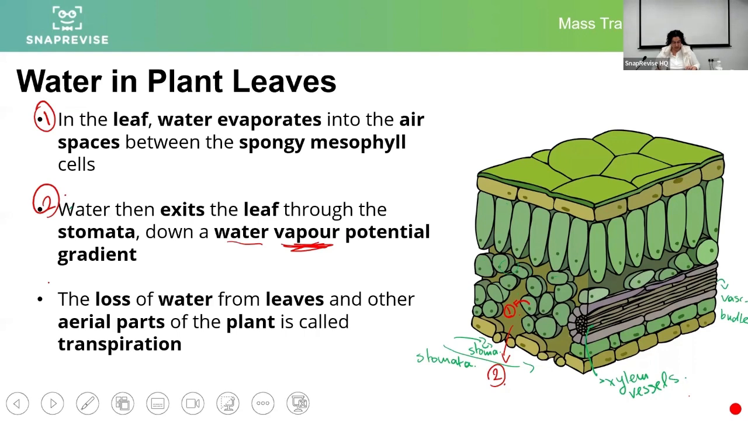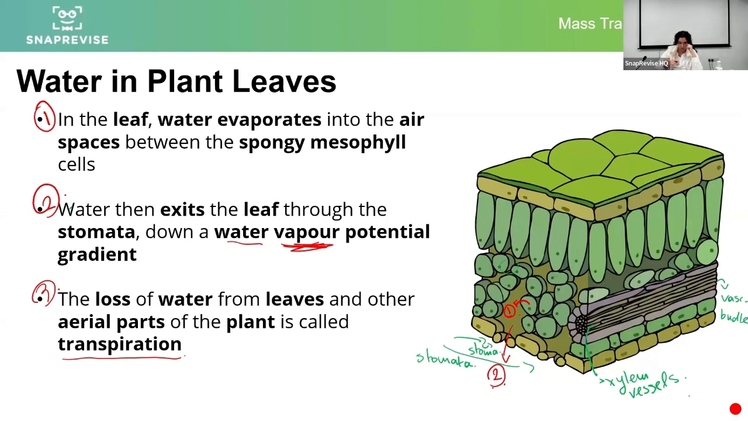Finally, the loss of water from leaves and other aerial parts of the plant is called transpiration. So the combination of all of these things that we've just described, right? Evaporation and then diffusion, basically, of water vapor out of the leaf. Both those events together are called transpiration. Okay.